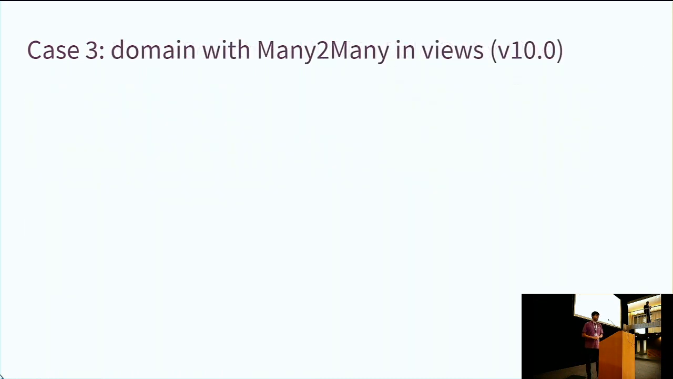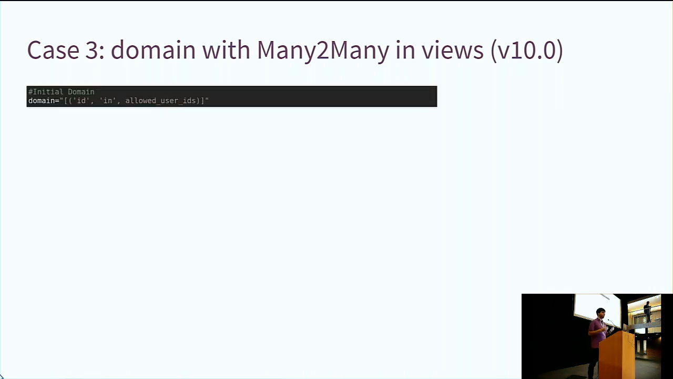Okay, the third case, this is an old one, which is not necessary anymore, but I like it. You want to add a domain with a many-to-many. Basically, you have a field user ID, and you want to have the user only able to select a few of them. So you have a computed many-to-many with users, and say you can only have a user from that list. So naturally, you will say ID in the list of users. This is in the view.